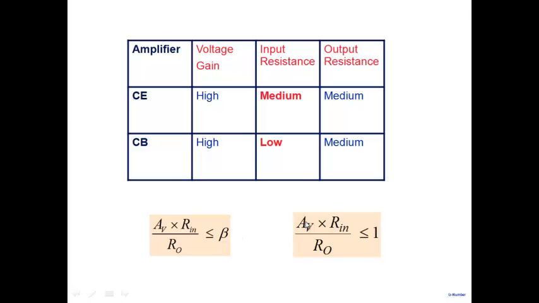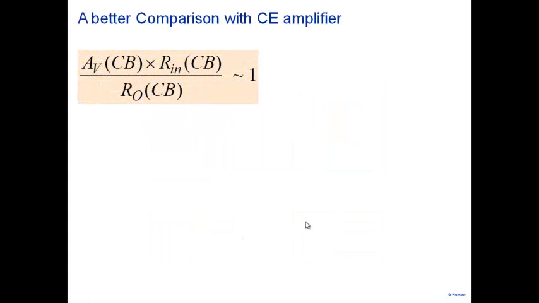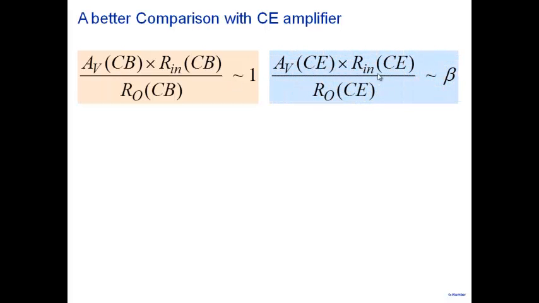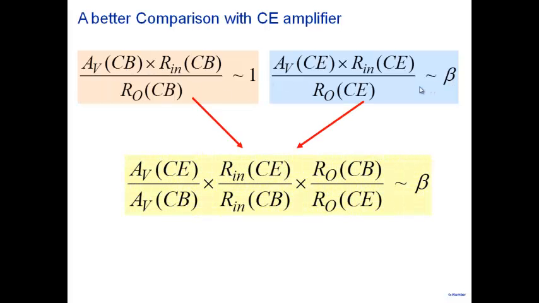That's a better comparison. And so what you can do is the following. AV, Rn, R0 of common base is equal to 1. AV, Rn, R0 of common emitter is approximately equal to beta. Let me take the ratio of these two, and then I get this here. Okay, I take the ratio of these two, and now it tells you the comparison between the two cases.